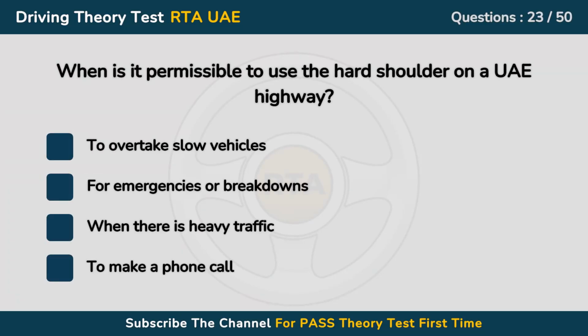Question 23. When is it permissible to use the hard shoulder on a highway? A. To overtake slow vehicles. B. For breakdowns. C. When there is heavy traffic. D. To make a phone call.